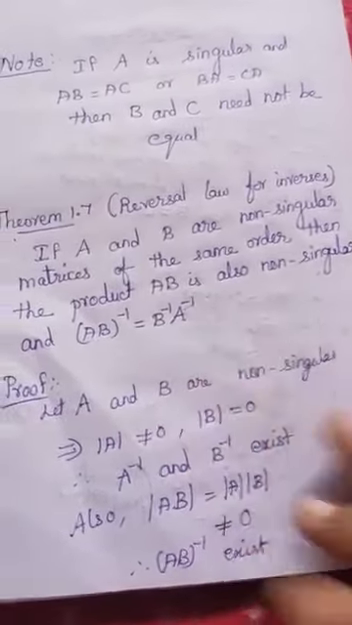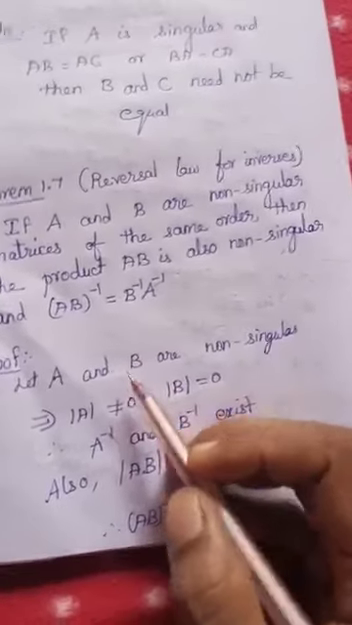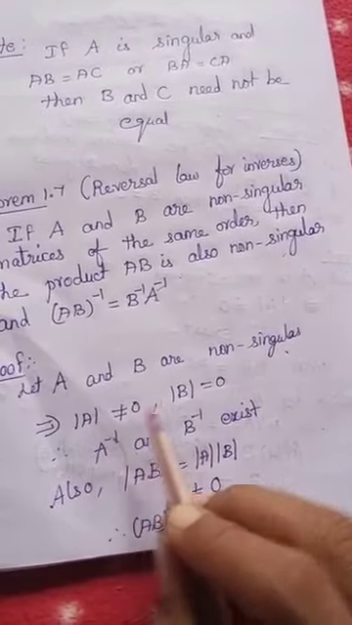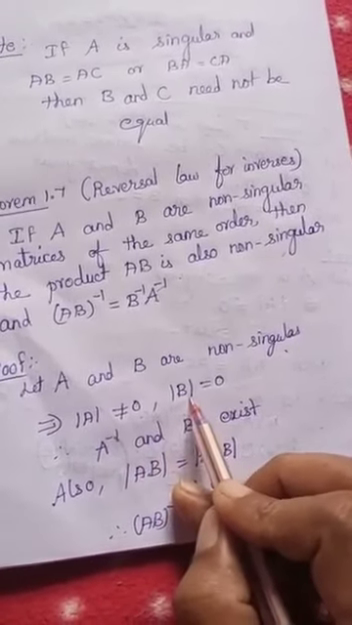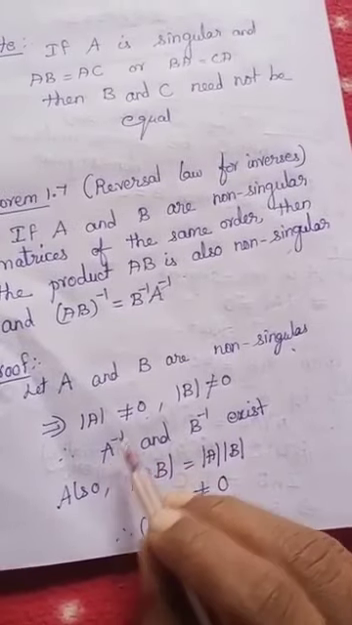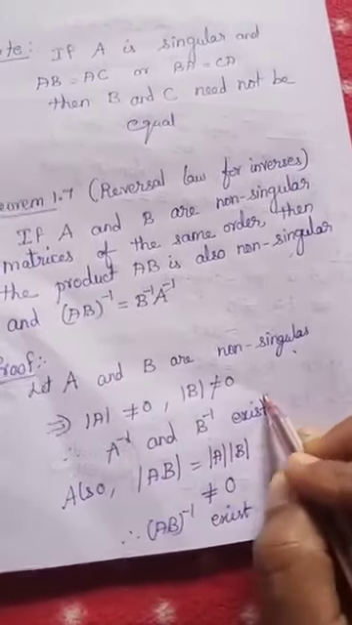Shall we prove? This is also very simple. See, I have taken, let A and B be non-singular. Non-singular means what is the meaning? Determinant A also not equal to 0. Determinant B also not equal to 0. Therefore, what happens? A inverse and B inverse exist.